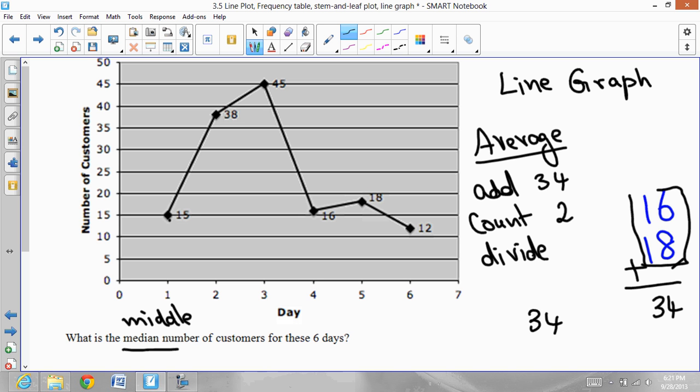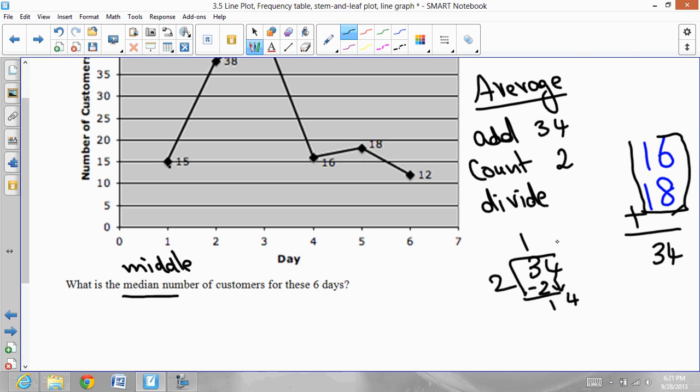So 34 divided by 2. 2 goes into a 3 one time. 1, bring the 4 down. 2 goes into a 14 7 times. So which basically means the median in this case is 17, which is also easy to see because 17 is between 16 and 18, which is a middle number.